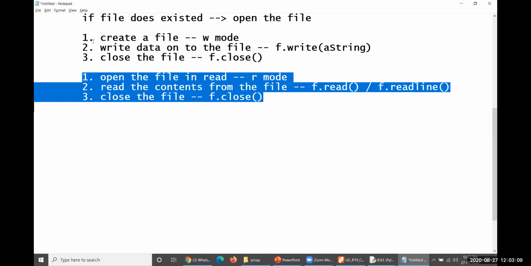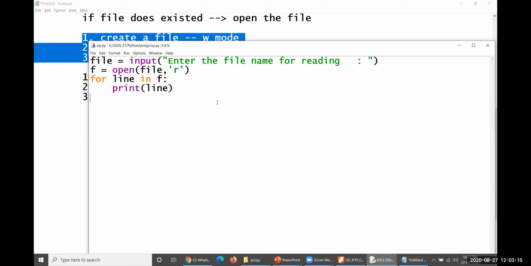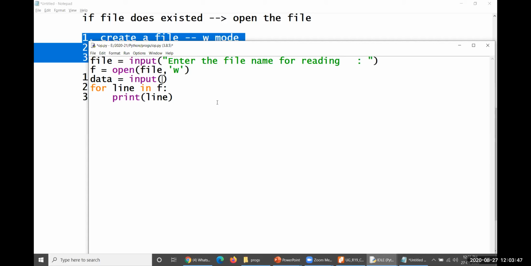Okay, let us do this operation first. You take a file as input here, and you create your file in W mode. After that, what we are trying to perform here is to read the data. Data will be equal to input, enter. Let me take it as input only. Otherwise, we would like to consider here: enter data to file.